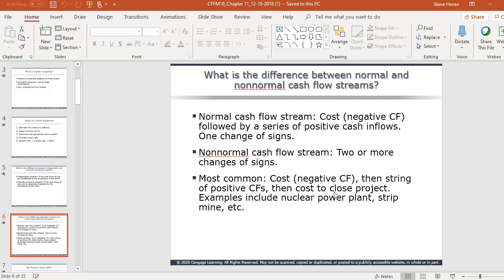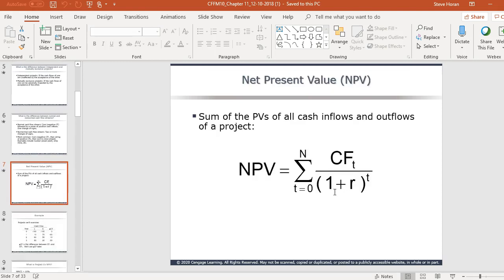So there's a negative outflow to get the equipment going and start doing the mining. Positive cash flows as we sell the resource, then a negative cash flow at the end to put it all back together again. So that's a non-normal cash flow. Most of what we'll do is going to be more the normal side. Okay, so let's take a look at all the various different forms of capital budgeting.